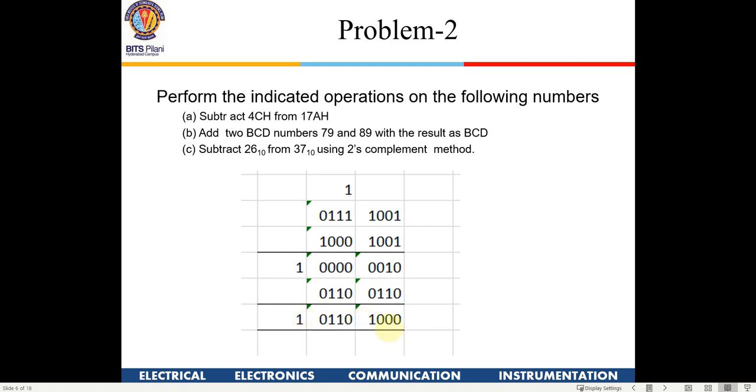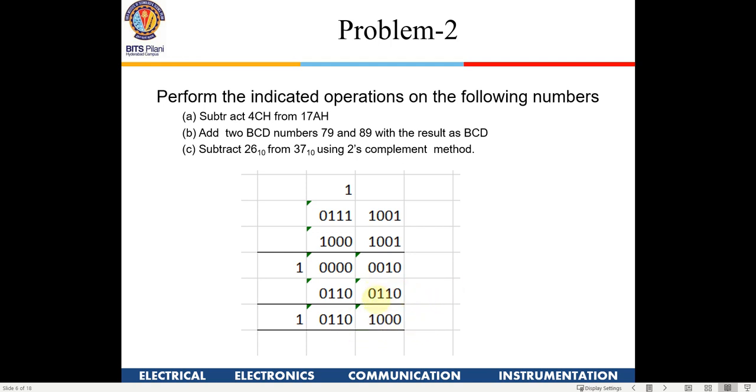Addition of BCD numbers. Is this aspect clear to all of you? Are there any doubts? Anybody? No? Yeah. Answer is 160. It's 168, right? Yeah.